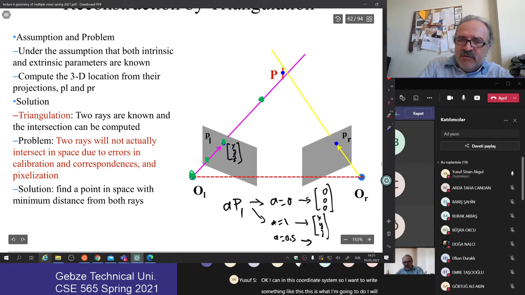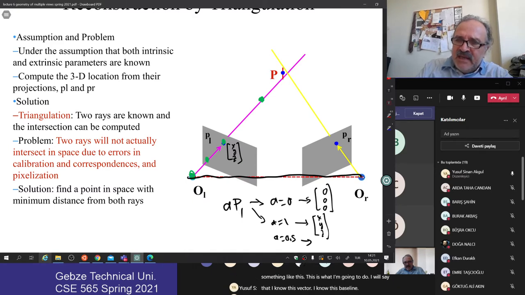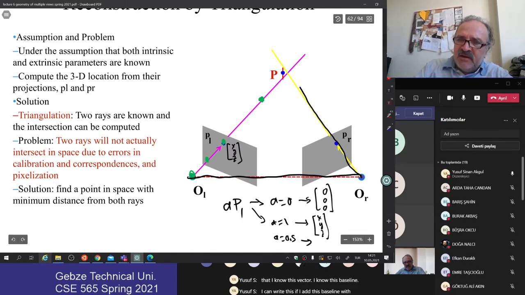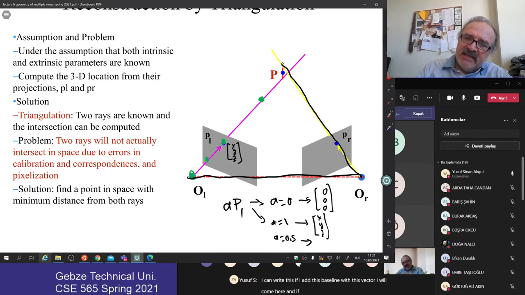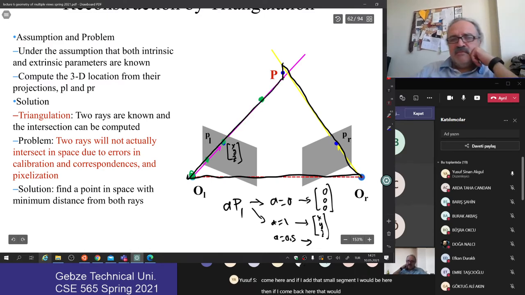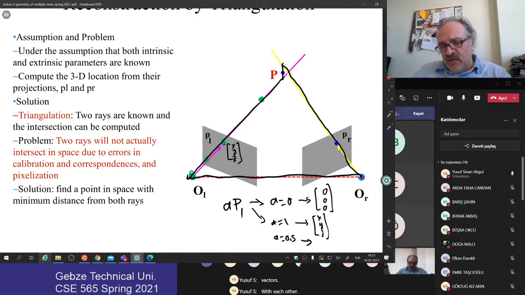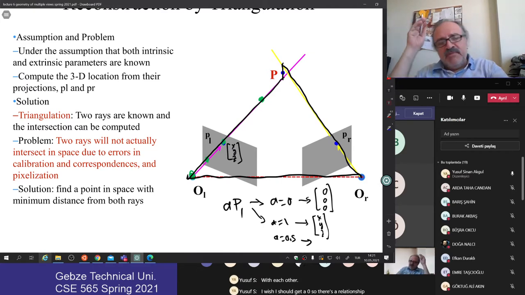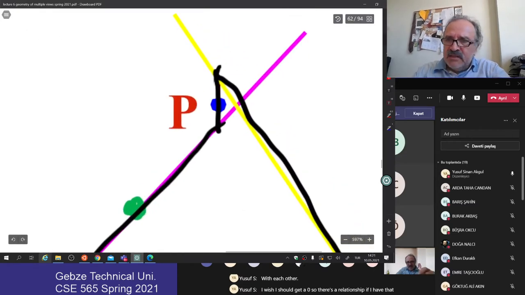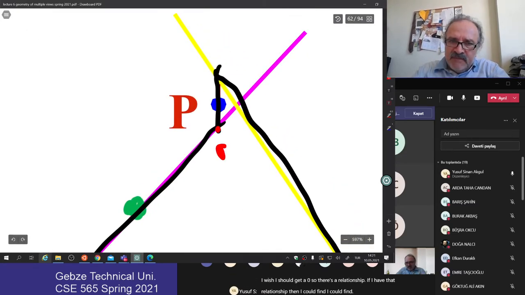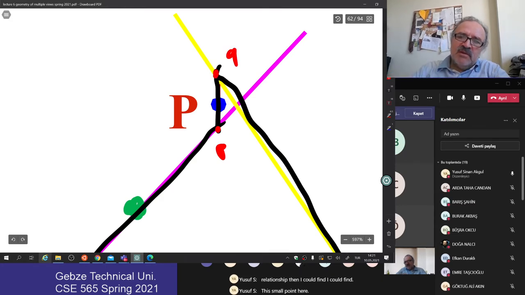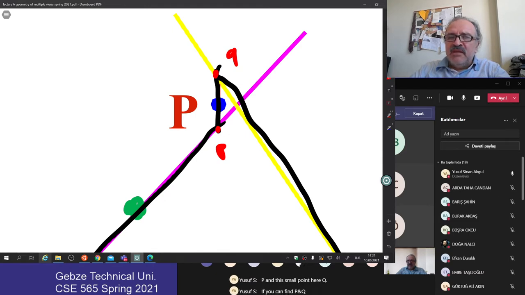I know this vector, I know this baseline. If I add this baseline to this vector, I will come here, and if I add that small segment, I would be here. Then if I come back here, that will be 0. So if I add these vectors together, I should get 0. That's the relationship. With that relationship, I could find this small point here, P, and this small point here, Q. If you can find P and Q, the middle point between these two is the answer that I'm looking for.